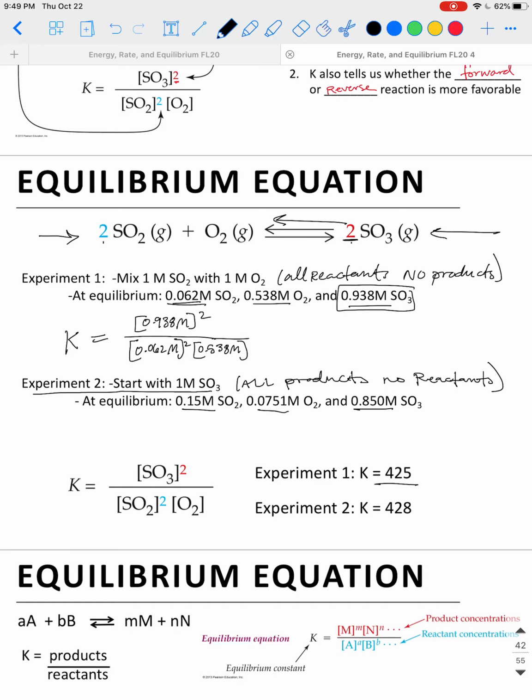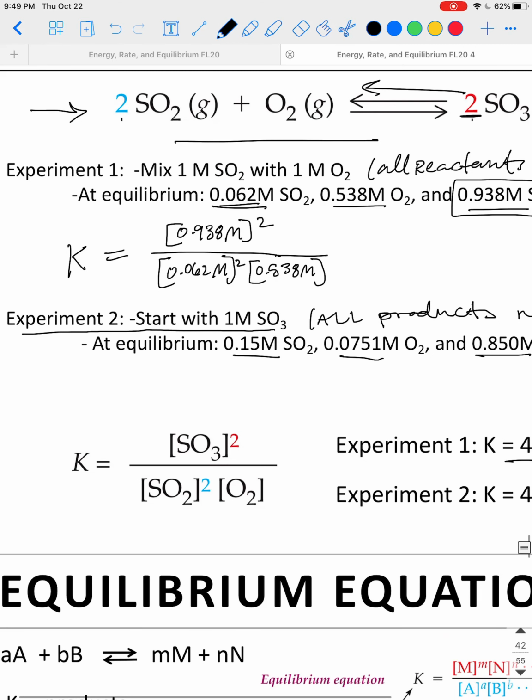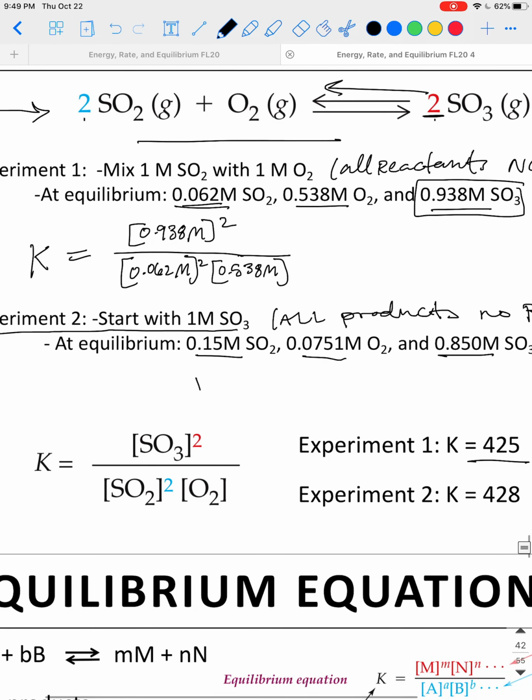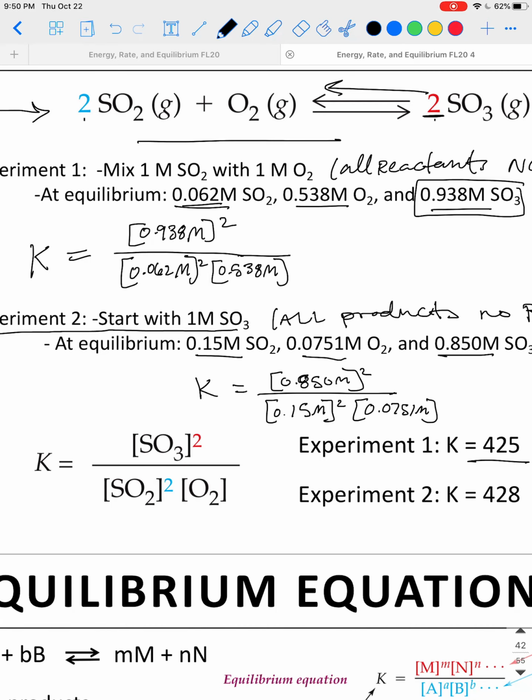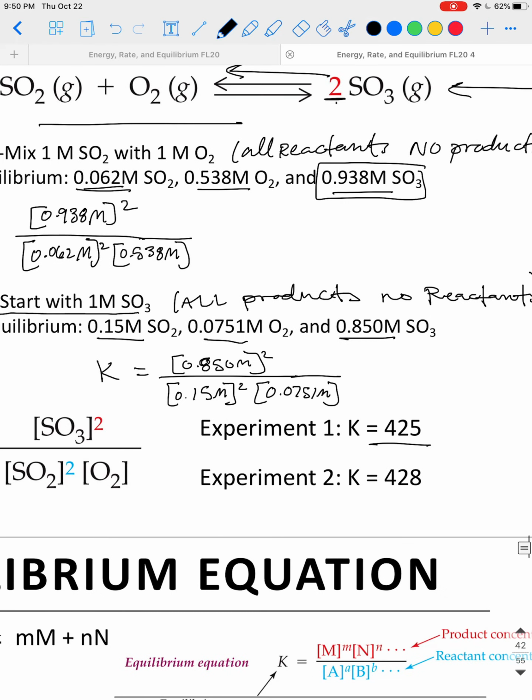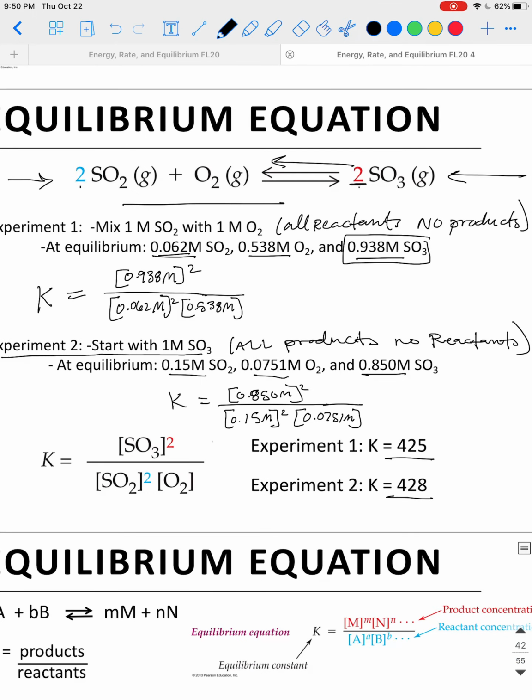I just want to prove to you, if we approach this equation from two different directions, what are we going to find at equilibrium? So we plug these concentrations in. K equals, on top the products, 0.850 molar, square that, and on the bottom 0.15 molar, square that, because it's SO2, times the concentration of oxygen, 0.0751 molar. If you were to plug all these numbers correctly into your calculator, you'd find that K equals 428.